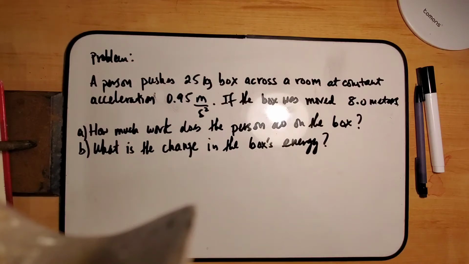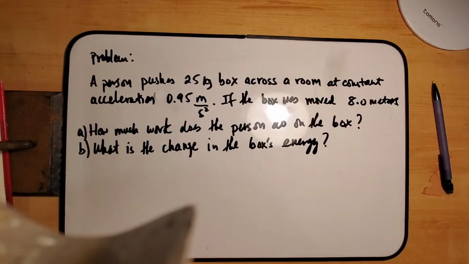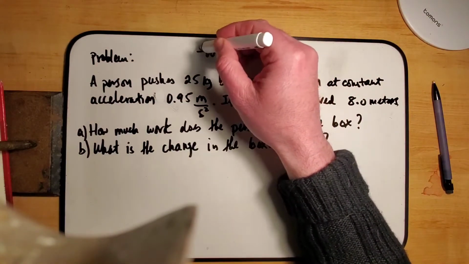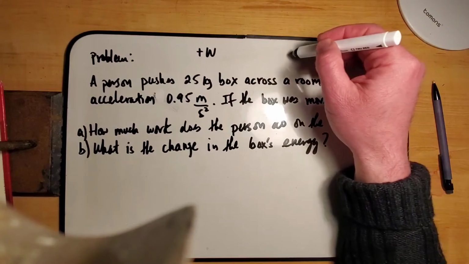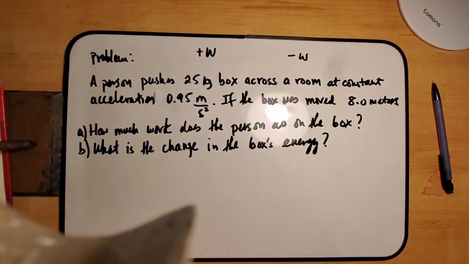Okay guys, in this video we are going to solve a problem on the topic that I just covered in the previous video. One thing I forgot to mention is work being positive or negative. We have positive work and negative work, and the difference between the two is that when you have an environment and a system, something that the work is being done on, or something that is doing work on the environment.